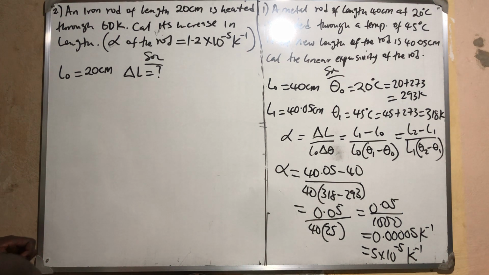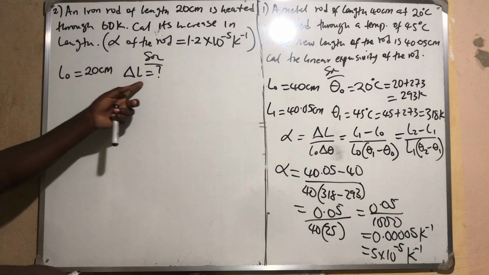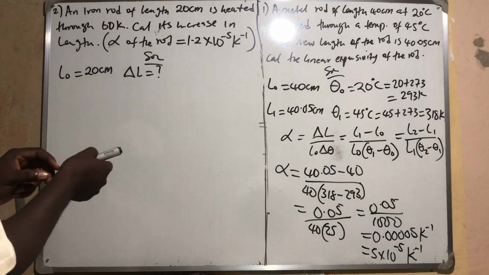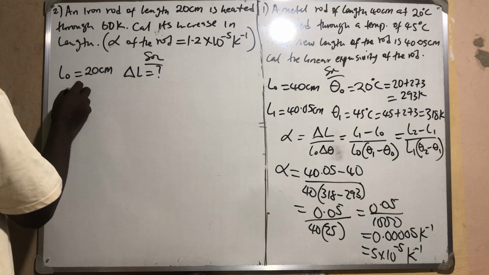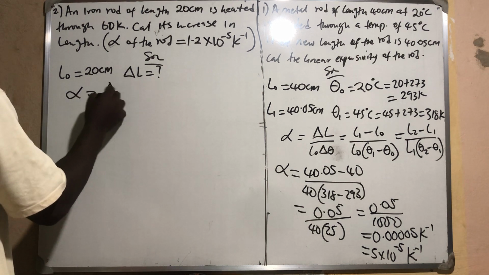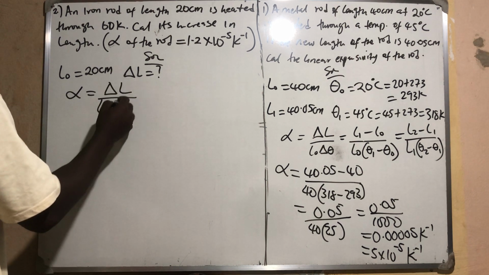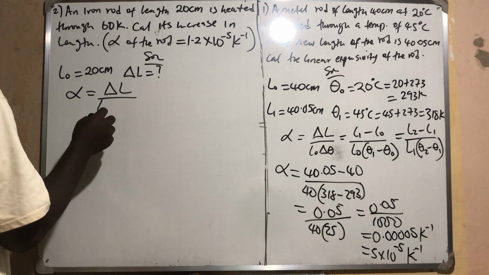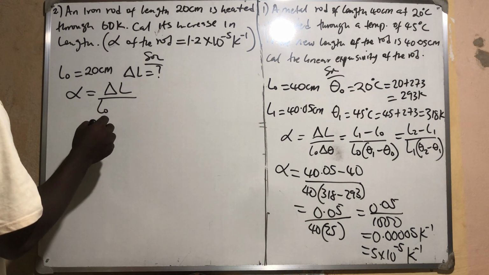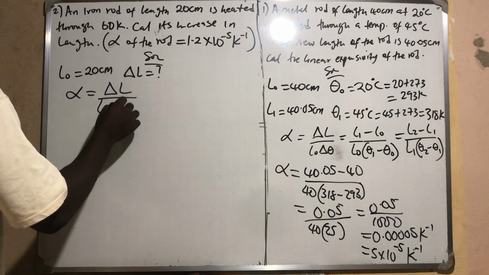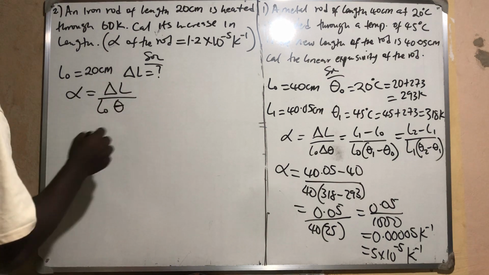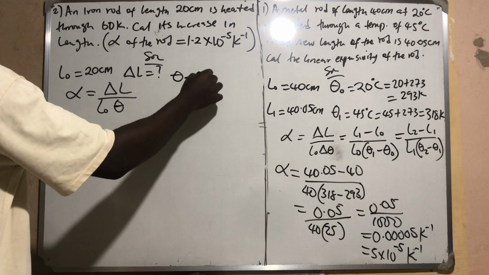So you have to be very careful. They say calculate the increase in length. Increase in length is the same as change in length. They're not asking you the new length. So I know my formula that said that alpha, linear expansivity, is increase in length over original length, then increase in temperature. That is theta. So my theta they gave me here is just 60 Kelvin.